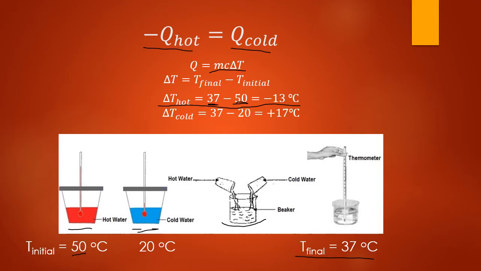Notice we have a negative change in temperature because the hot object loses heat. For the cold, we have the same final temperature because we mix the hot and cold together to get the same final. They are now 37. We are subtracting 20 from it because that was the initial temperature of the cold water. And notice we have a positive change in temperature because the cold is actually gaining heat energy.